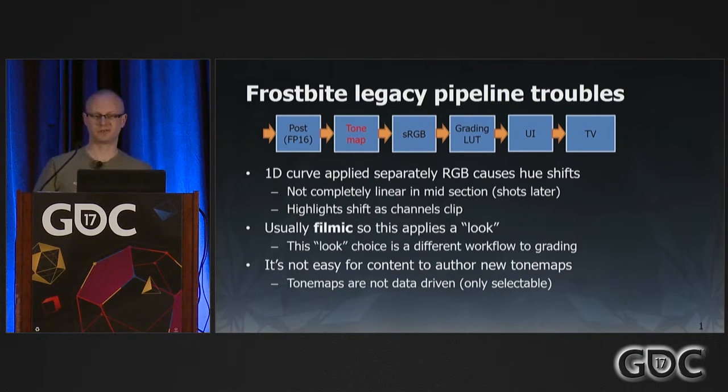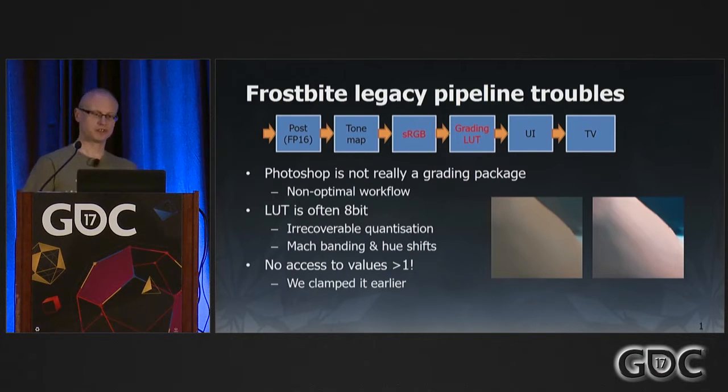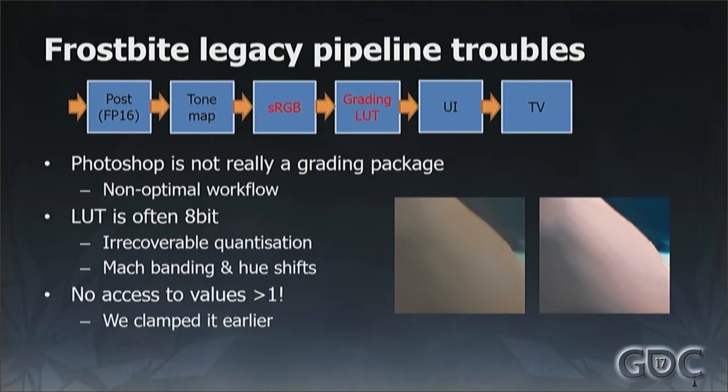We also use a Filmic tone map typically, and this applies a look, as you saw from the 4-point screenshots earlier. And this look is characteristic, but it's also in a different place to our grading workflow. So there's two workflows going on to do the same thing here. It's also not easy, for us at least, in this particular code, to author new tone maps because it's not really data-driven, only selectable. And when you're looking at the grading part, we use Photoshop to do this, but Photoshop's not really a grading package. So we have a non-optimal workflow for color grading. It's a very powerful package, but it's not really a grading package.